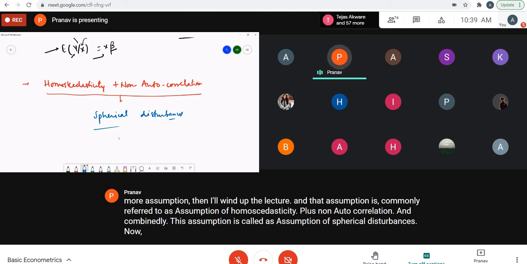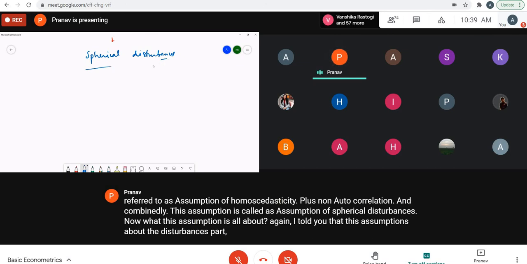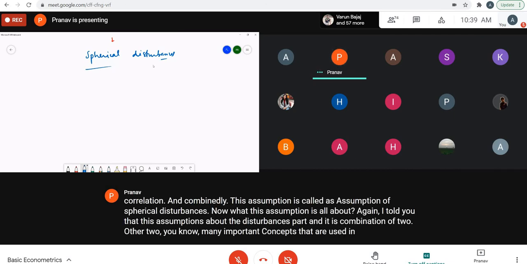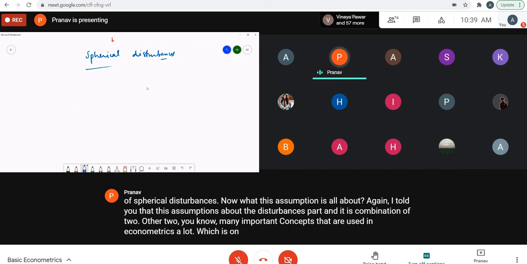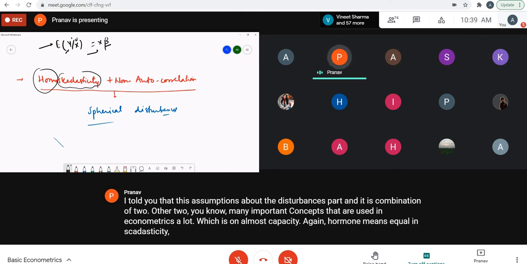Now, what is this assumption all about? Again, I told you that this assumption is about the disturbances part, and it is a combination of two important concepts that are used in econometrics a lot, which is homoscedasticity. Homo means equal and scedasticity refers to variance. So it talks about equal variance.